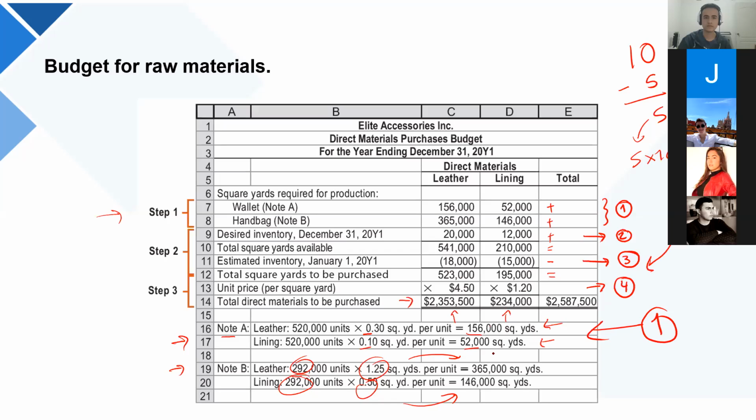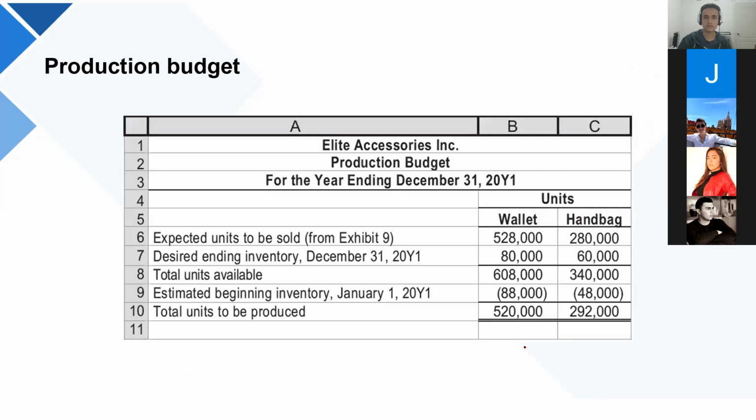Okay, thank you. Now it's clear. Perfect. So the next part now is, because I have the production here, you can see that these are the same numbers as here.